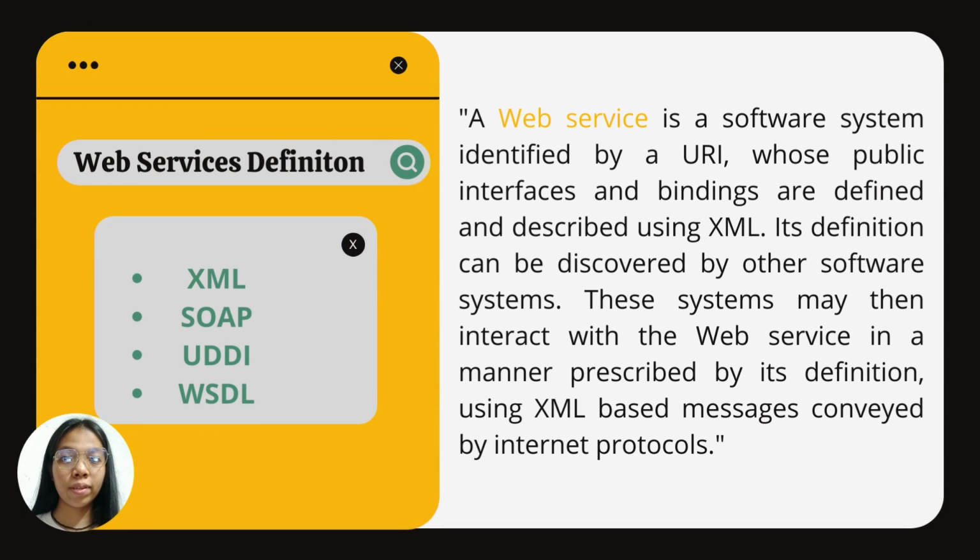Let's start with the web service definition. A web service is a software system identified by a URI whose public interfaces and bindings are defined and described using XML. Its definition can be discovered by other software systems. These systems may then interact with the web service in a manner prescribed by its definition, using XML-based messages conveyed by Internet protocols. The messaging system uses a standardized XML.